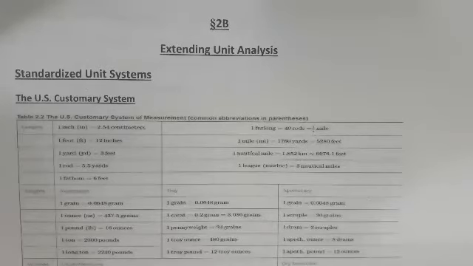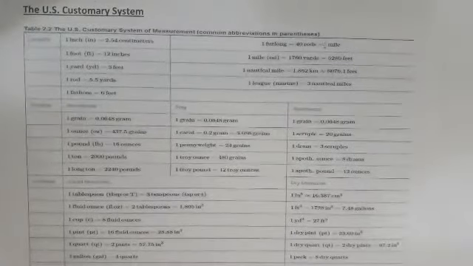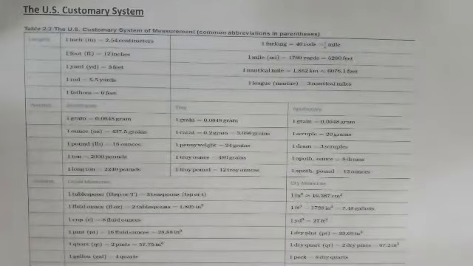Welcome back, Contemporary Math. We are in Chapter 2B. This is extending unit analysis. So we are continuing to do some unit analysis in this section. The first thing we're going to look at is the U.S. customary system. The U.S., for some reason, likes to be different from the rest of the world, and we have our own system.